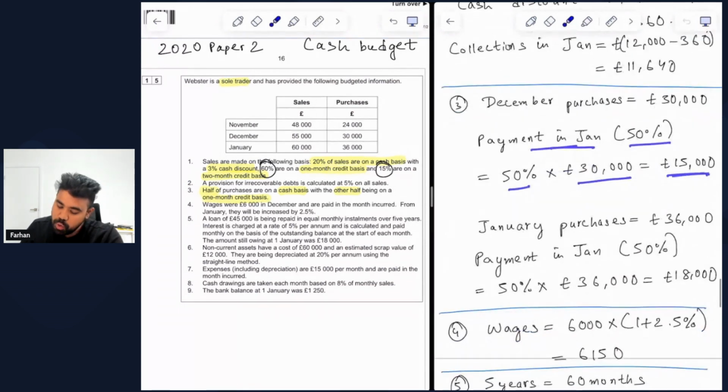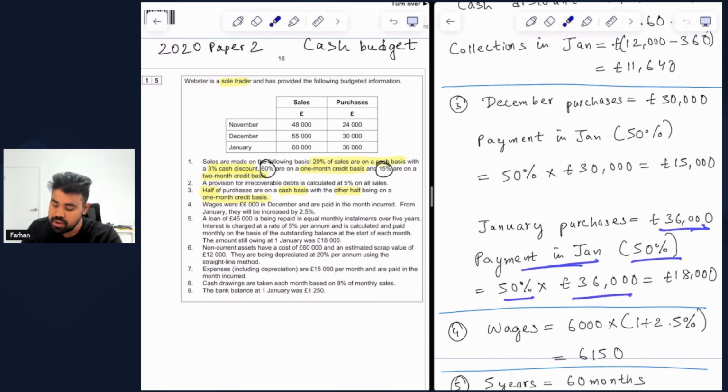Now let's look into the January purchases, which are £36,000. We understand that we are paying 50% of the purchases we are making in the month itself. So on that basis, payment in Jan will be the 50%, and that's very straightforward as well. So 50% multiplied on £36,000, which equals £18,000. So this £15,000 that relates to December purchases and this £18,000 that relates to purchases for January are the two cash outflows that are coming from point number 3.